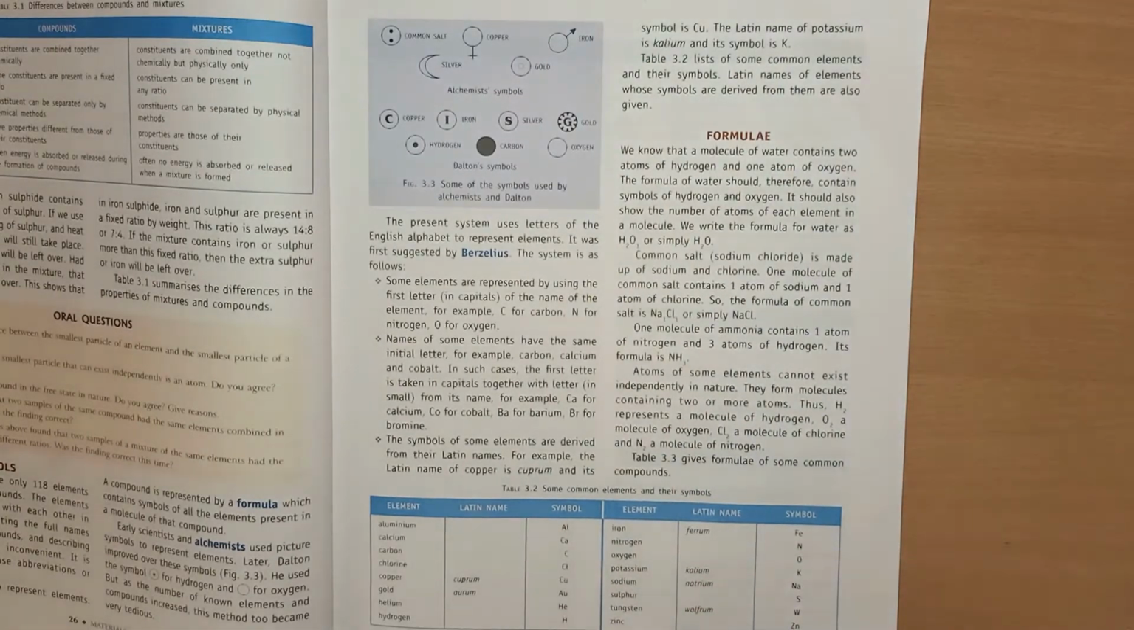Now let me give another example. Let's take the example of tungsten. The Latin name of tungsten is wolfram. So the symbol of tungsten is not T but W, because the Latin name of tungsten is wolfram.